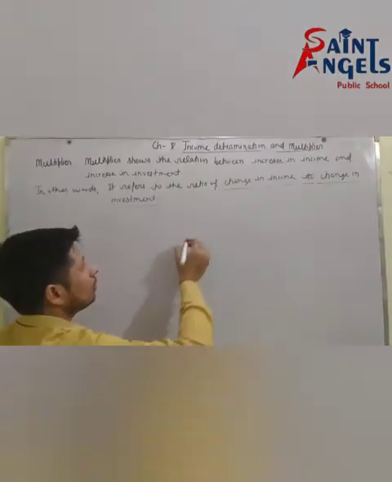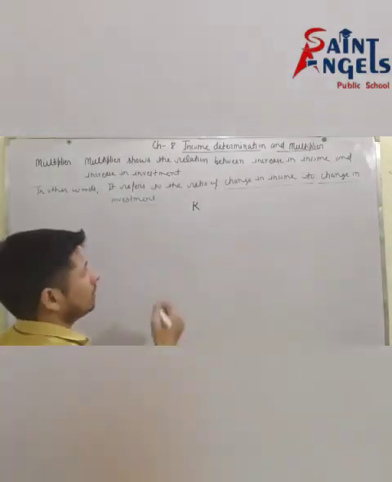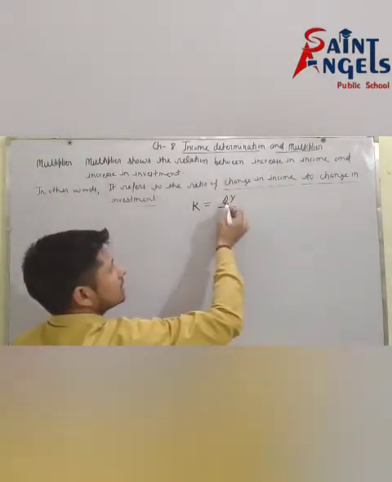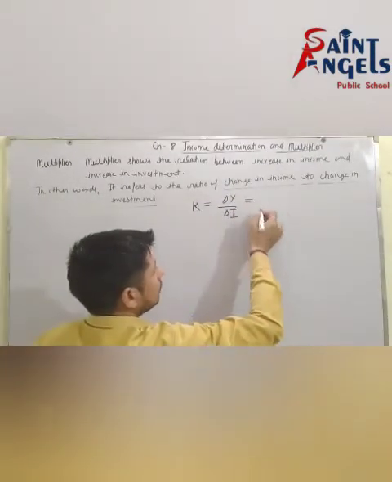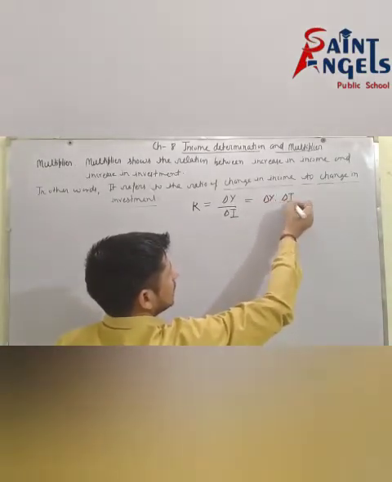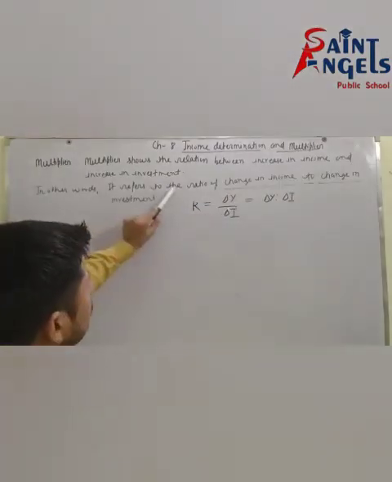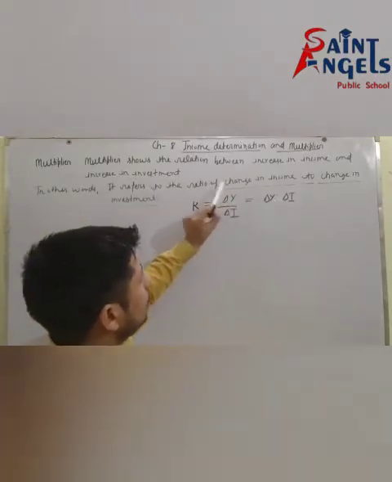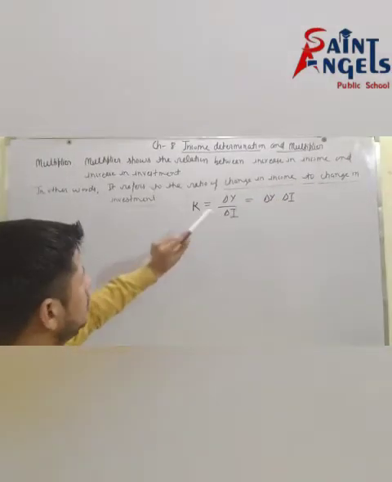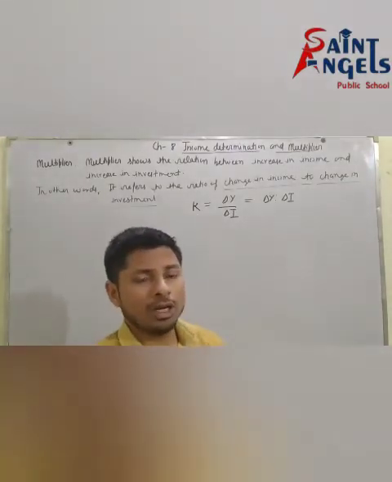Now what is the formula of investment multiplier? K represents multiplier. What is the formula of K? K is equal to delta Y divided by delta I. I can write this fraction in this form: delta Y ratio delta I. So according to this definition, it refers to the ratio of change in income to change in investment. So this is the definition of multiplier.